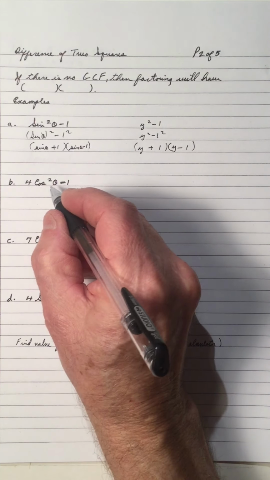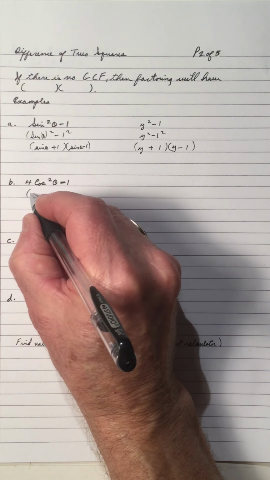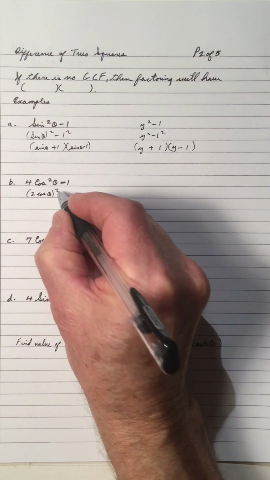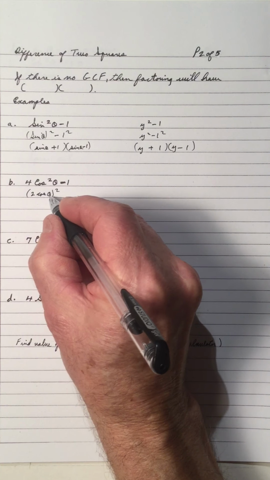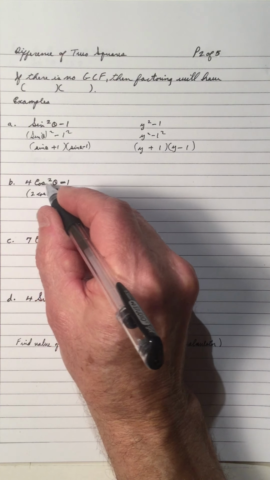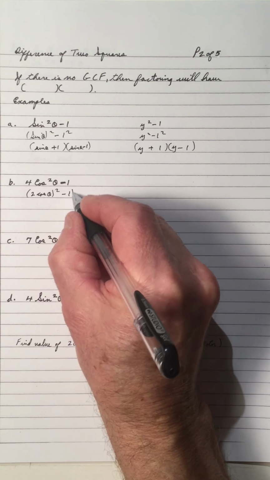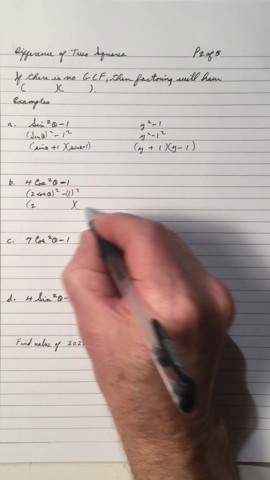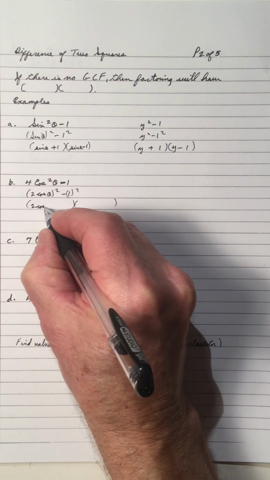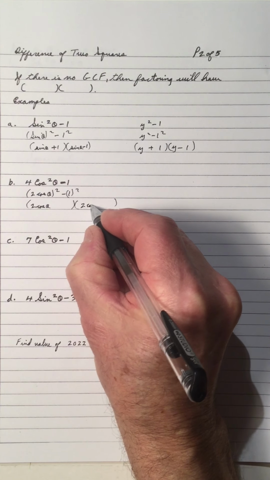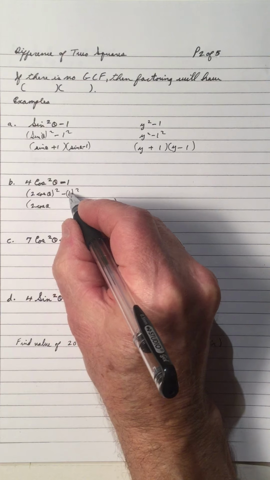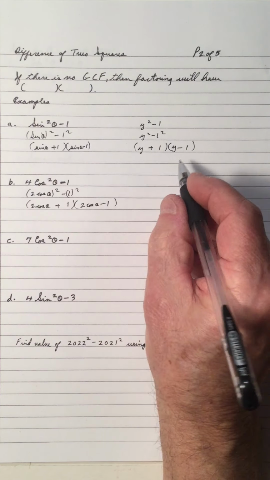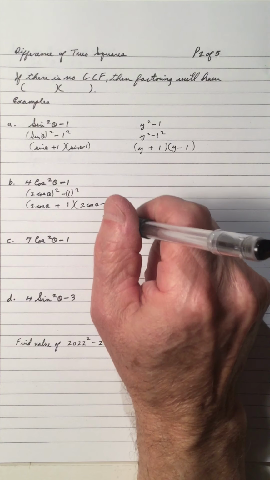B is the difference of two squares. 4 is 2 squared, so 2 cos theta squared gives you 4 cos squared minus 1 squared. So that's the difference of two squares. It's 2 cos theta times 2 cos theta, with 1 times 1, and a plus and a minus.